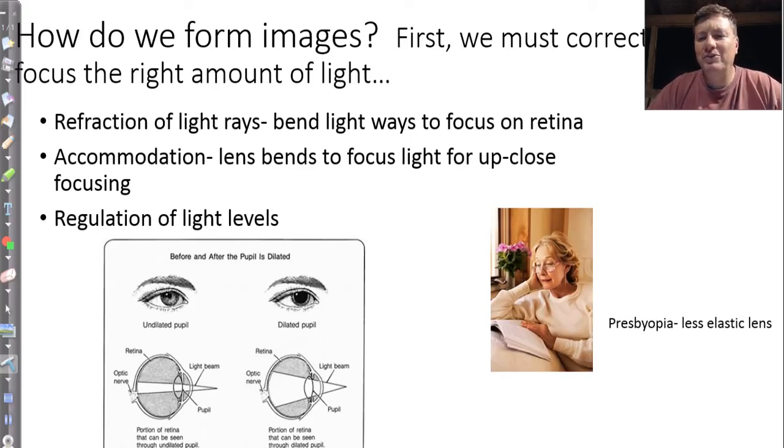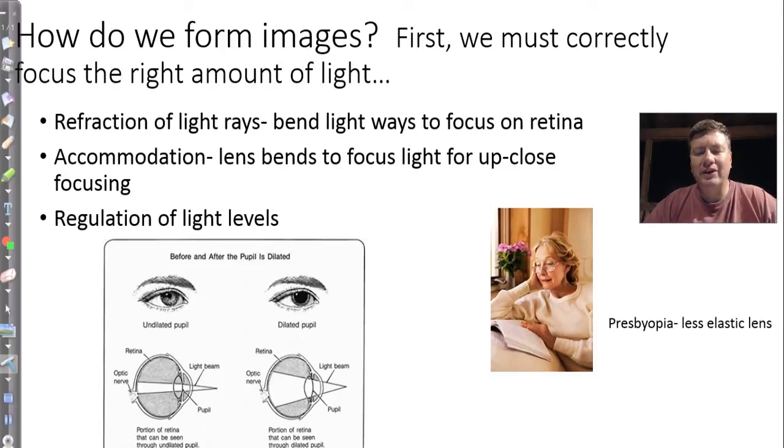So how do we form images at all? And again, this is where people can get a little upset trying to understand how vision works. I try to boil it down to the most simple concepts here. For us to be able to see something, we have to do several different things. We have to refract light. We have to bend light so that light waves are coming to our retina right at the same place, and they're going to therefore be focusable.